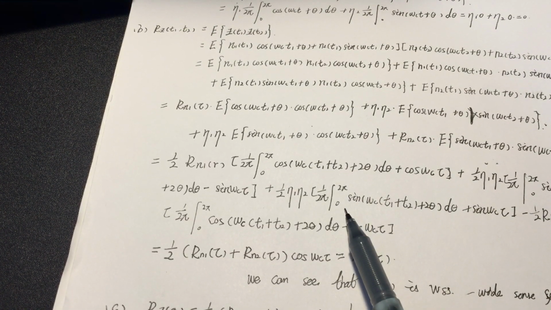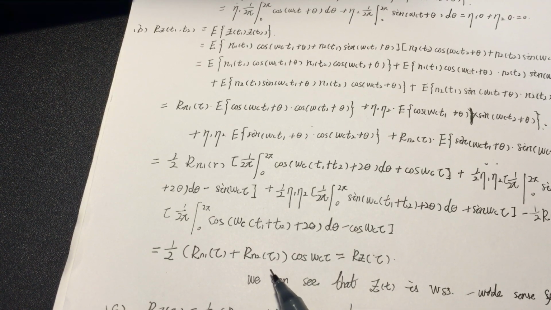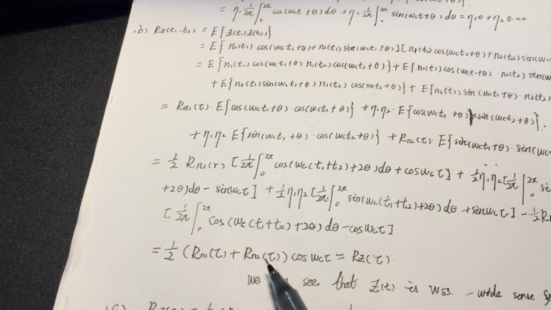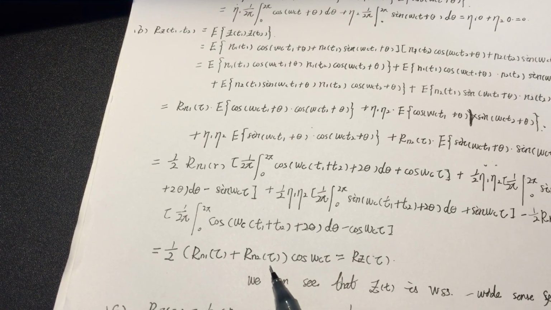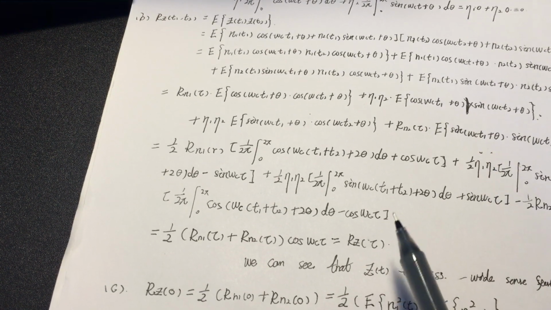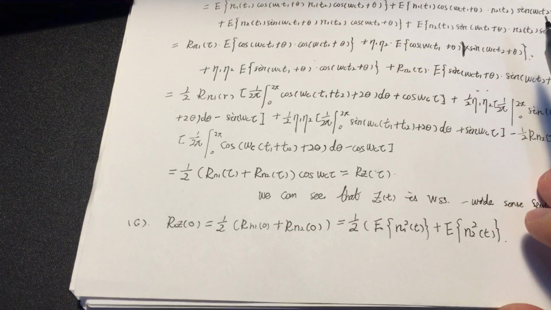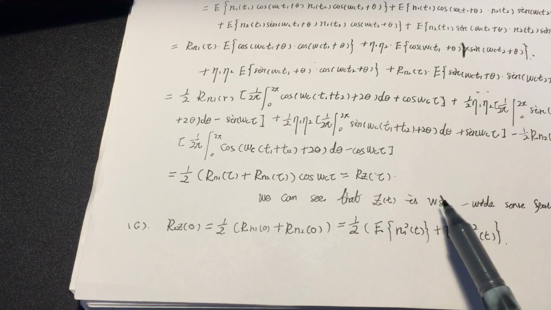From the above to this equation, we can observe that it can be written easily as R_N1(tau) plus R_N2(tau) multiplied by cosine of tau, and it equals R_Z(tau). So we can easily observe that Z(t) is wide-sense stationary. We proved it from above.